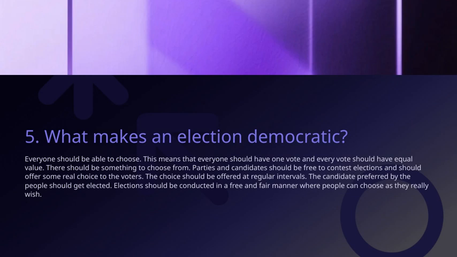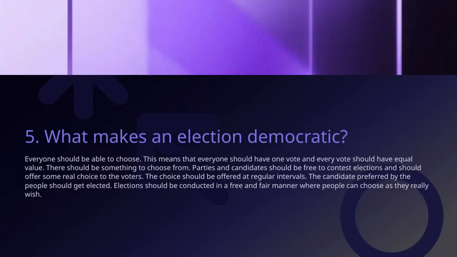Another important point is that these choices should be available regularly. Elections shouldn't be a one-time event, but a consistent process, allowing the people to express their preferences over time. And of course, the candidate who is preferred by the majority should be the one who wins. That's the essence of a democratic election, reflecting the true will of the people.